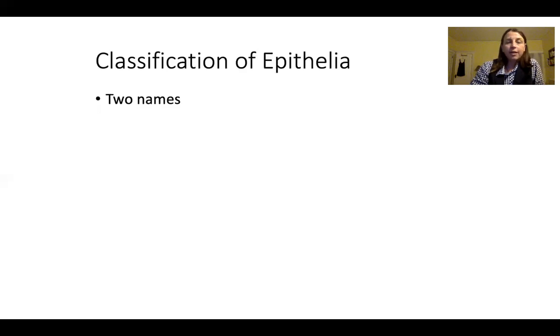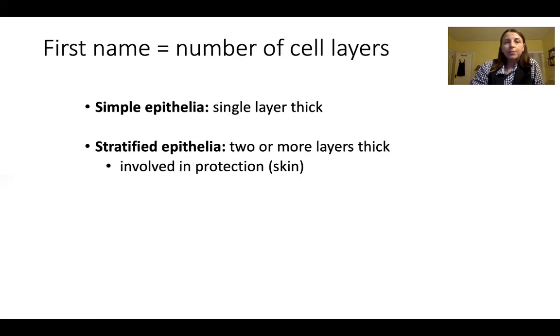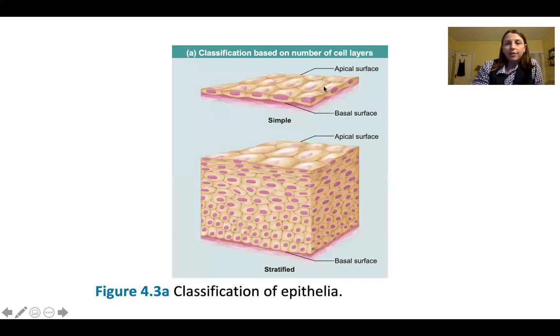All right, let's talk about how to classify epithelial tissue: number of cell layers and the shape of the cells. So it's very simple. If it's one layer, it's called simple epithelia. If it's two or more layers, it's called stratified. So we have the single layer here, so this is simple. We have the stratified because it's multiple layers. The basal surface is here, and that's the connective tissue underneath. So this is simple, and this is stratified.